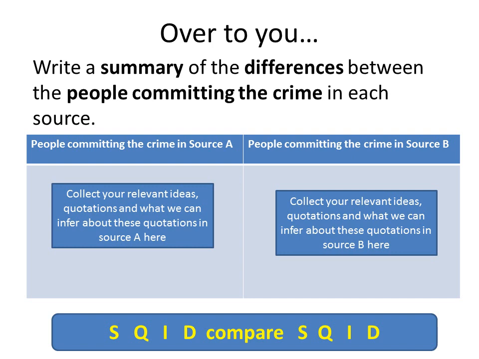So it would be really good for you to now go through and come up with some other differences between the people who commit the crime in source A, so the little boy, and the people committing the crime in source B. There's plenty more evidence in both those extracts for you to pull out and be able to infer in detail meaning from.